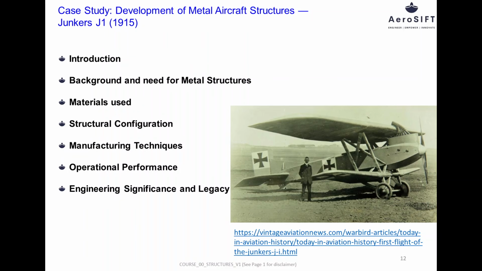The Junkers J-1 directly influenced later aircraft such as the Junkers J-4 and paved the way for aluminum alloy structures in the 1920s and 1930s. Its cantilever wing and stressed skin concepts became fundamental to modern aircraft design. The transition it initiated ultimately led to high-performance aircraft capable of long-range flight, high speeds, and large payloads.